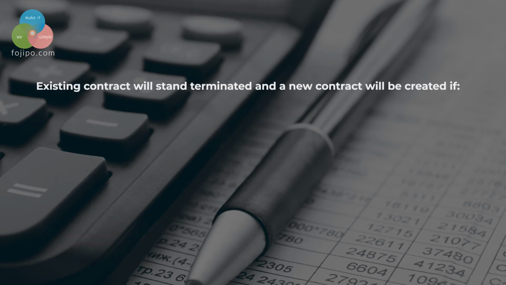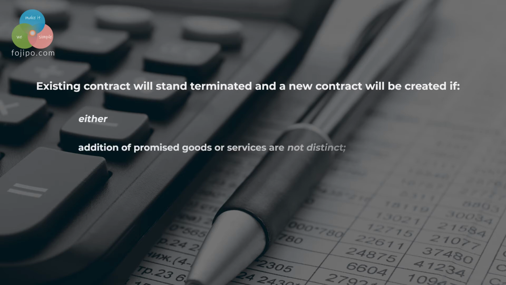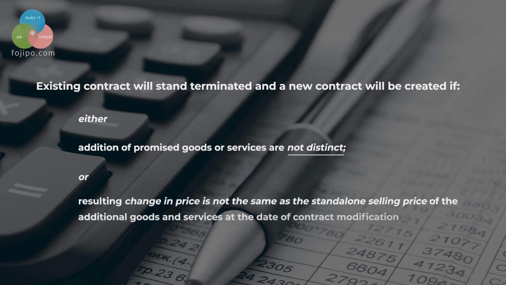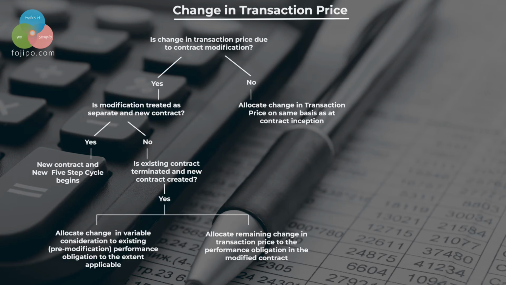Existing contract will stand terminated and a new contract will be created if either addition of promised goods or services are not distinct, or resulting change in price is not the same as the standalone selling price of the additional goods and services at the date of contract modification. If existing contract is not terminated and a new contract is not created, then allocate change in transaction price on the same basis as at the contract inception.